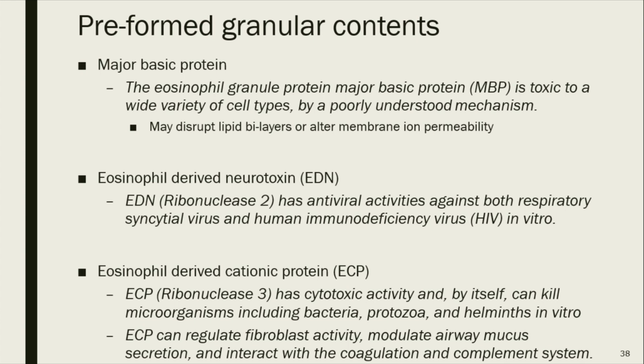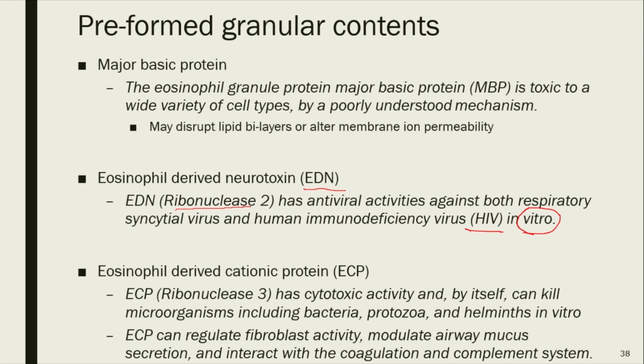The second one is eosinophil-derived neurotoxin, or EDN. EDN is actually ribonuclease 2. Ribonuclease has antiviral activities against both respiratory viruses and HIV in vitro, in a dish. Inside the body, it's a different story.